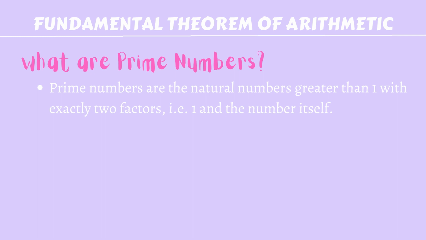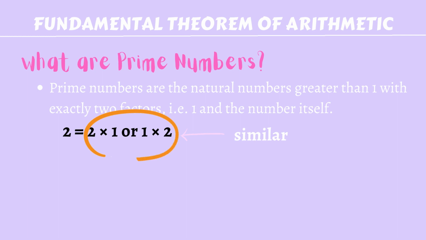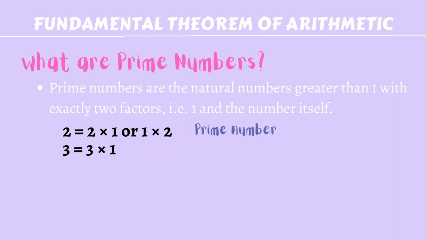So let's list some numbers greater than 1 and identify if each is a prime number or not. First, the number 2. We can only have 2 if we multiply 2 by 1 or 1 times 2. Remember, 2 times 1 and 1 times 2 is just similar. The only difference is the order, but the order is irrelevant in factoring. Therefore, it is a prime number. Next is the number 3. Similar to 2, 3 can only be represented by multiplying itself by 1. So 3 is also a prime number.